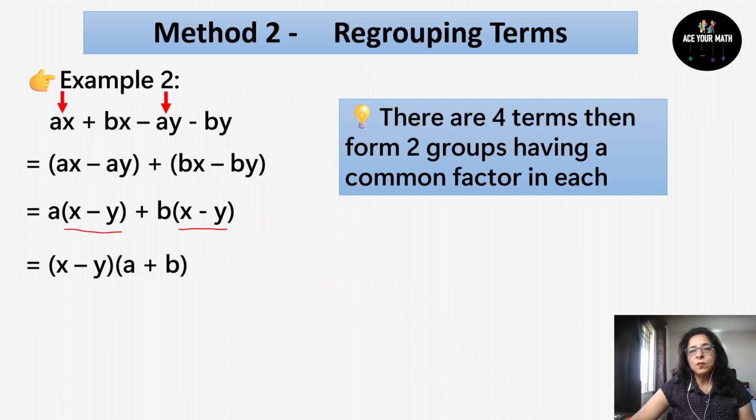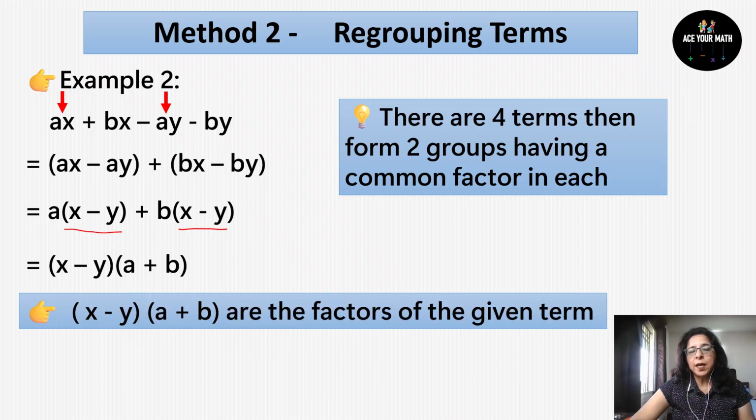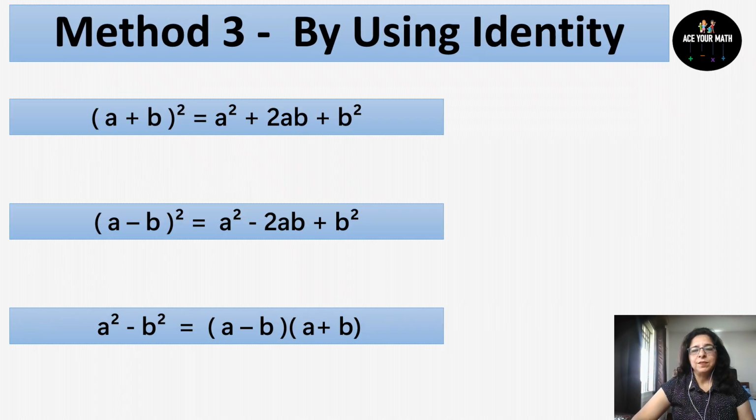So what are the factors of the given term? X minus y and a plus b are the factors of the given term. So we used here the regrouping method. Now till now we have learned the common factor method and regrouping. Now let's move to the next method, that is by using identity.